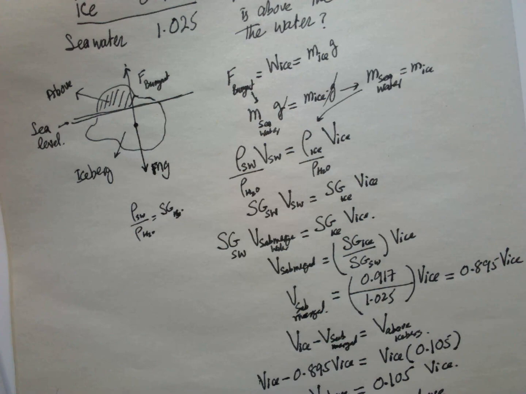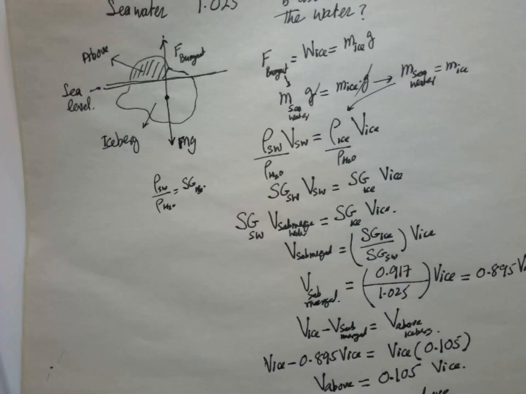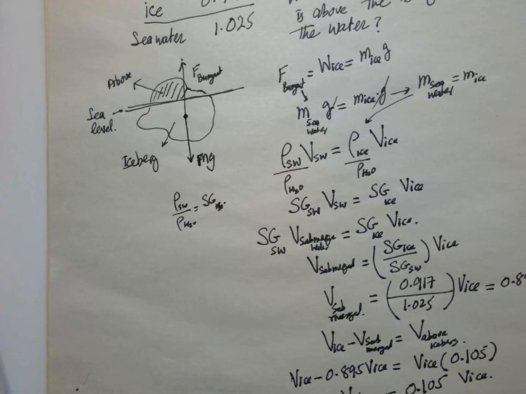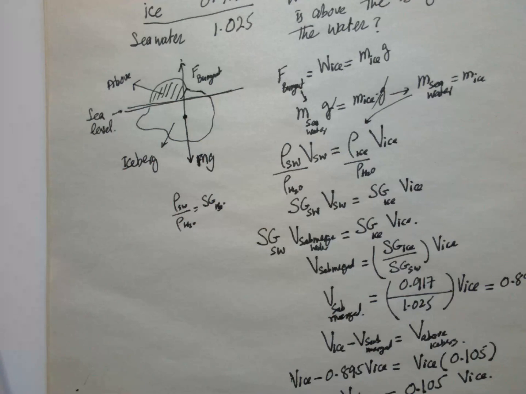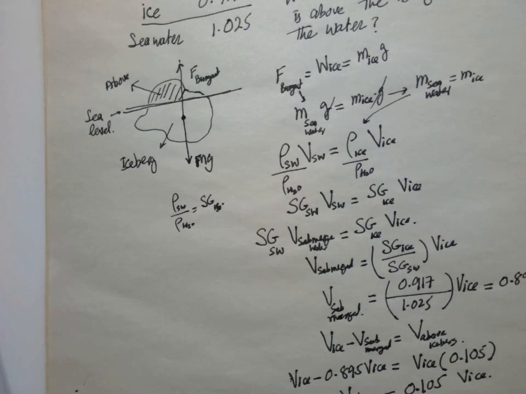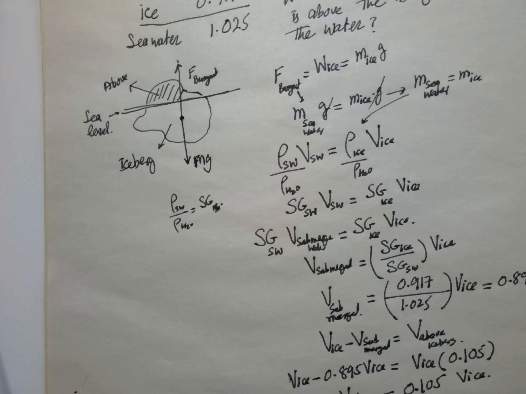So more than 90% is below, very small portion is on the top, and much larger. 10.5% is above, and 89.5% is below.